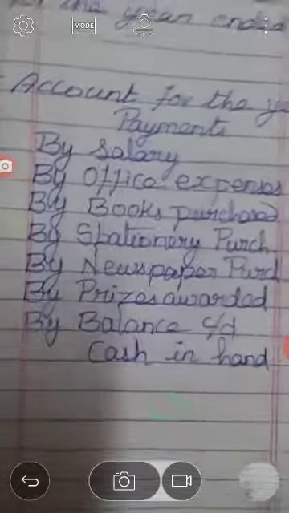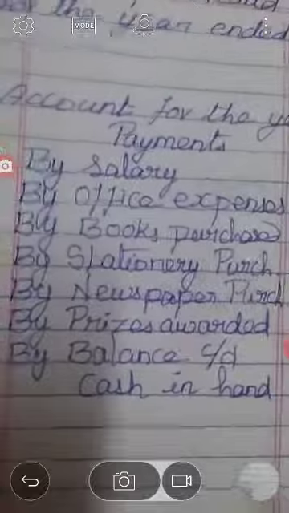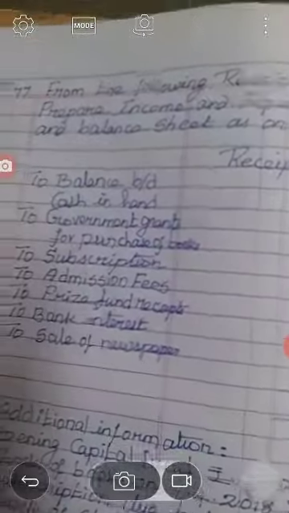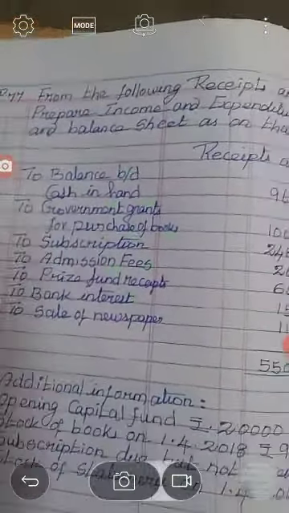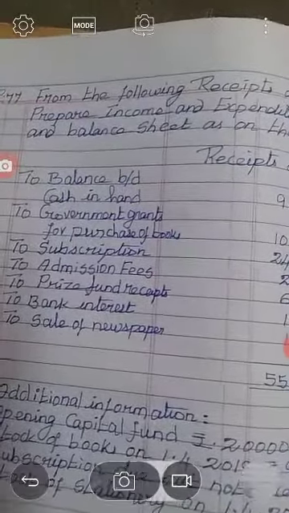It should be shown on the asset side. Then stationery purchased. So what is stationery? Stationery purchase is a consumable item. Then newspaper purchase, prize awarded, then by balance c/d, cash in hand. Cash in hand alone should be given in the sum. Cash in hand 9,900. On the payment side, so on the expenditure side, to balance c/d, cash in hand, then government grant for purchase of books.